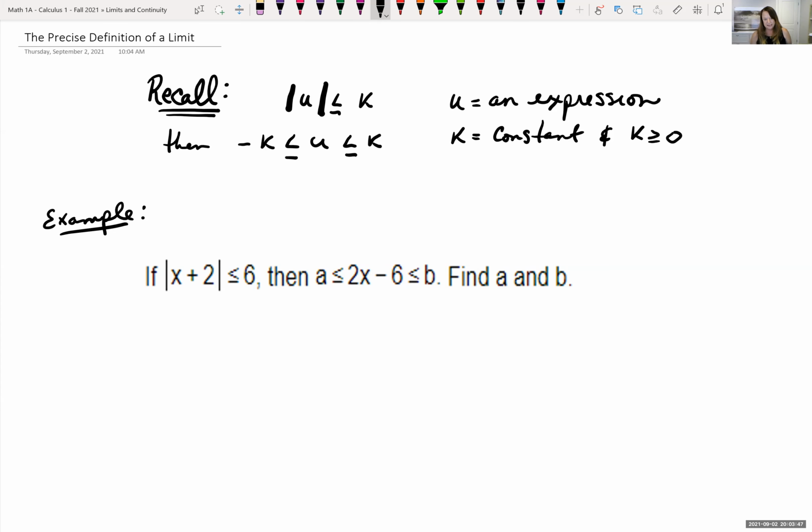Okay, so this example that we have here, we're given that the absolute value of x plus 2 is less than or equal to 6. Then we're given that a is less than or equal to 2x minus 6 is less than or equal to b, and we want to find a and b. So the whole goal here is to get what's inside this absolute value, this x plus 2, to look like the middle of this compound inequality, this 2x minus 6.